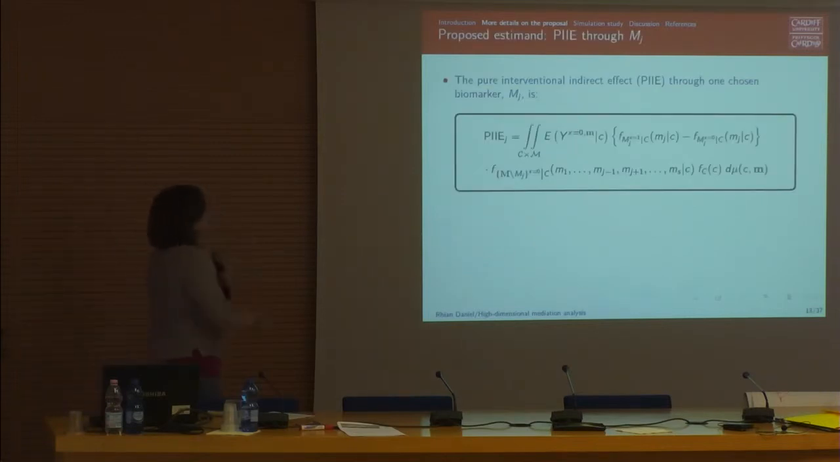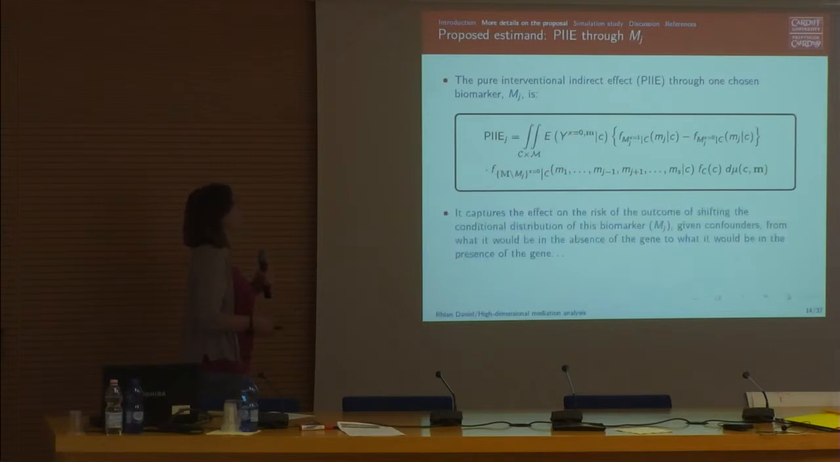So here is the way I write down my indirect effect. This is the effect that I'm proposing we are interested in estimating. Again, don't worry about the details of the maths here, but what I want you to notice is that it has many components. It has a conditional expectation here. It has a difference in conditional densities here. It has another density here.